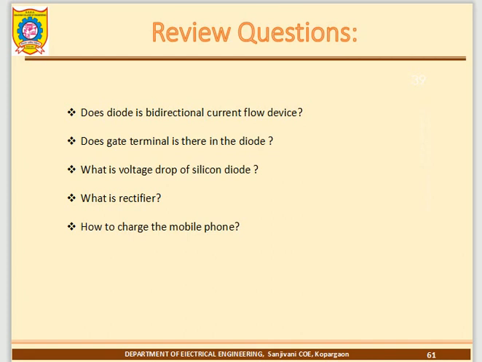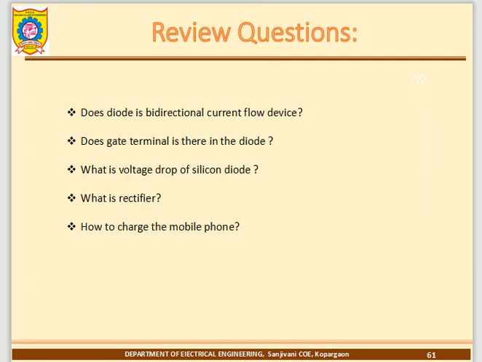What is the voltage drop of a silicon diode? The voltage drop is across anode to cathode. You can check with a voltmeter the 0.7 voltage drop. What is a rectifier? It converts AC to DC.